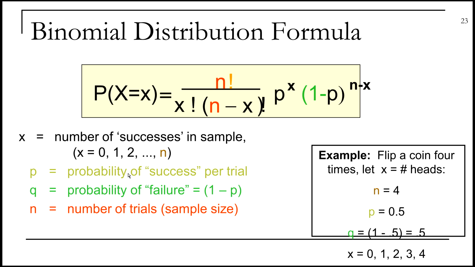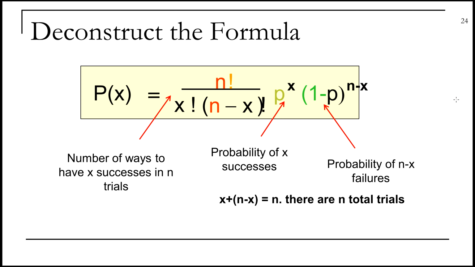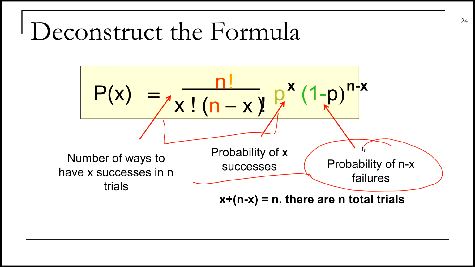This is what the dbinom command in R is doing. The probability x takes on a value little x is simply going to be the combinatoric formula, p to the x, 1 minus p to the n minus x. And if you look at this, what does x plus n minus x equal? It equals n. So this tells you I want x successes, n minus x failures. I've specified all n different outcomes. So that's called the binomial distribution formula. And again, the first thing is saying the number of ways you can have little x successes out of n trials. The second one is the probability of little x successes, and the probability of n minus x failures. And as we just said, x plus n minus x equals n.